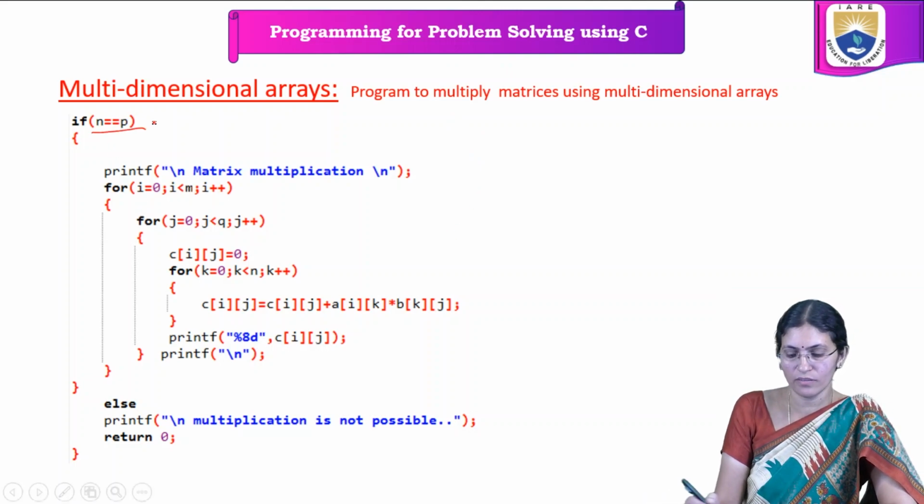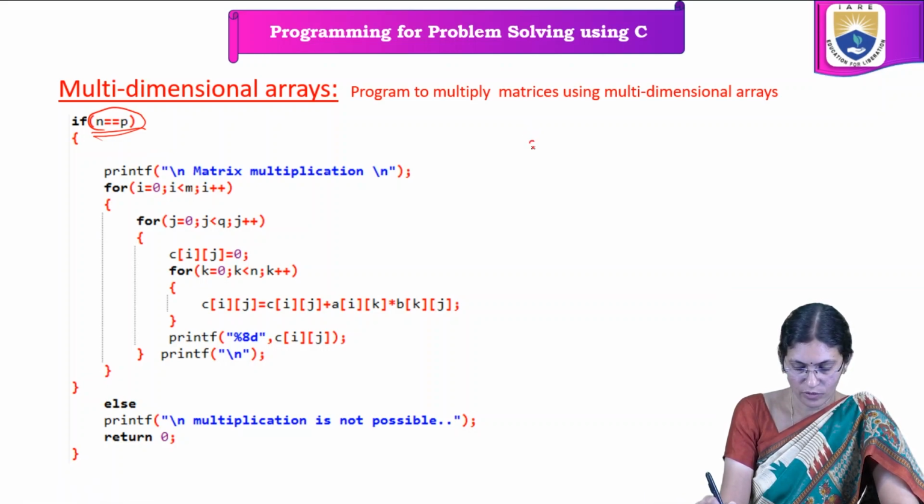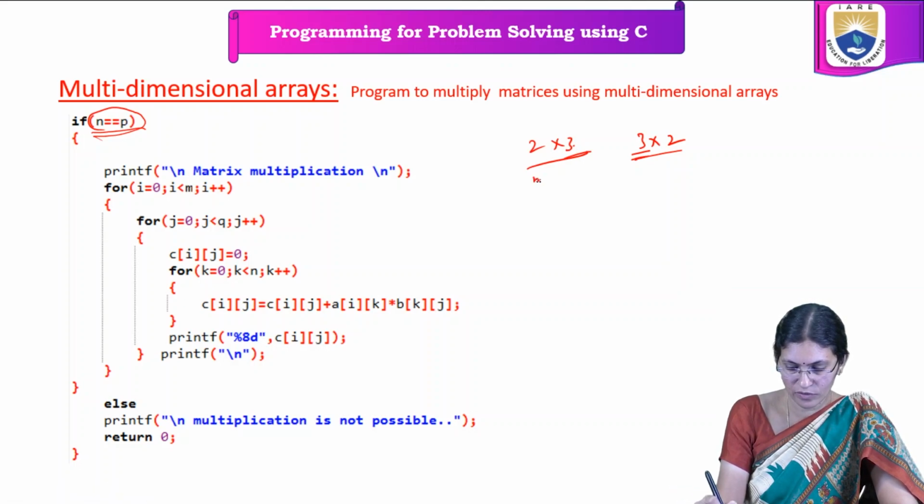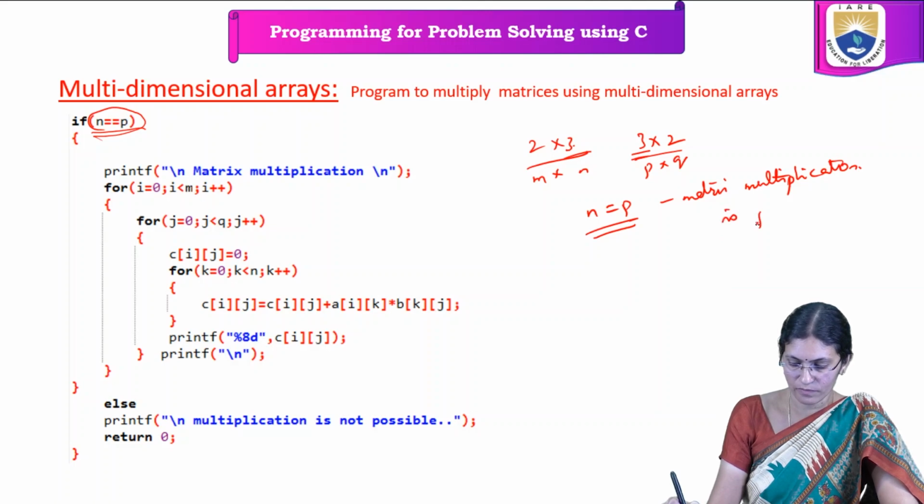So this is the condition to be satisfied. This condition has to be checked. If this condition becomes false, then matrix multiplication is not possible. Suppose you have two matrices, one is 2 by 3 and another one is 3 by 2. Then matrix multiplication is possible here. Why? Because suppose this is M, N, P and Q. If N is equal to P, then matrix multiplication is possible.